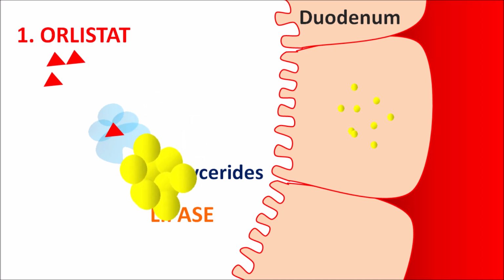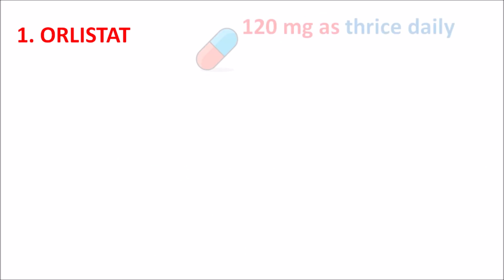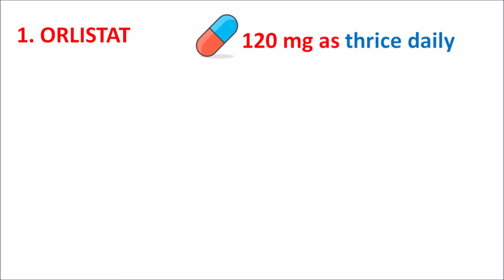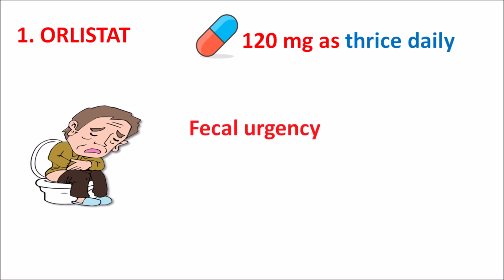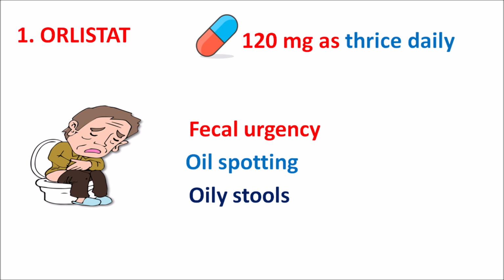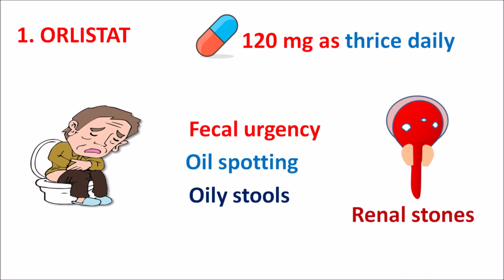Therefore triglycerides are not absorbed, instead they are excreted within the feces. This reduces the fatty deposition, thereby reducing the body weight in patients. Orlistat can be given at a dose of 120 mg thrice daily, and because of decreased triglyceride absorption, it can produce a few side effects such as fecal urgency, oil spotting, and oily stools. On long-term therapy, Orlistat can also cause renal stones, so care should be taken to avoid nephrolithiasis, the formation of renal stones in patients.